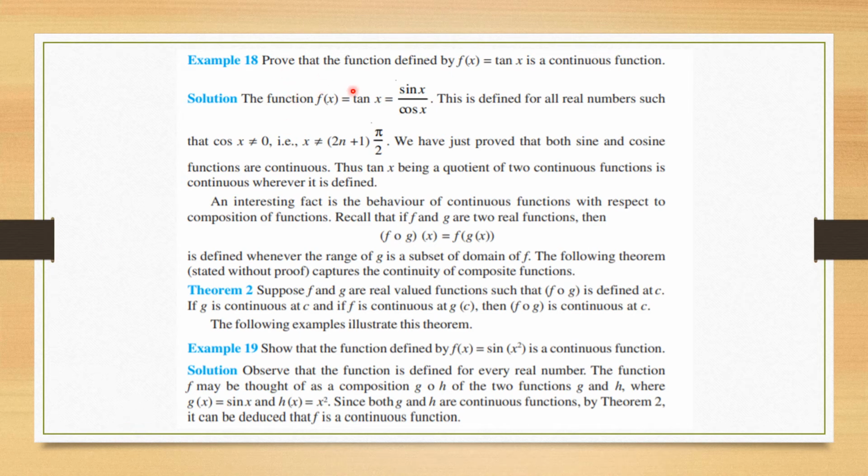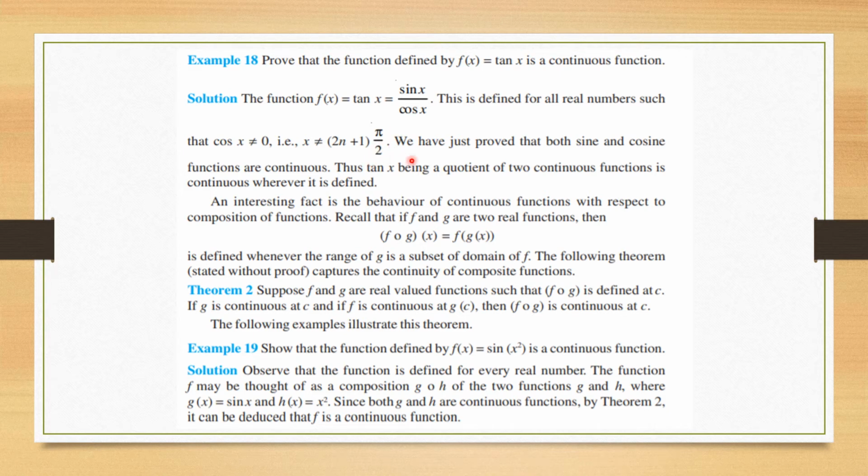Now prove that the function defined by tan x is continuous. For defining tan x, you know it is sine upon cosine. As it is a rational function, cos x should not be equal to 0. So I should check where cos x is 0. This is defined for all real numbers such that cos x is not equal to 0, that is, x is not an odd multiple of pi by 2.